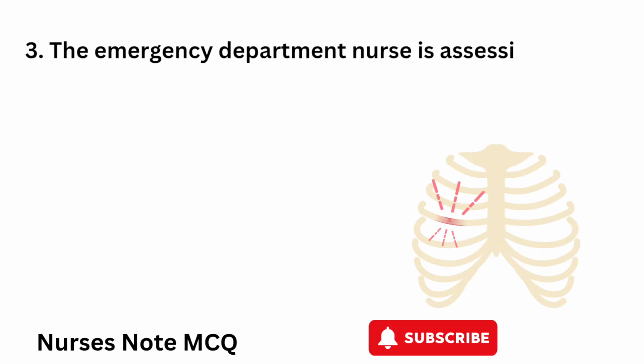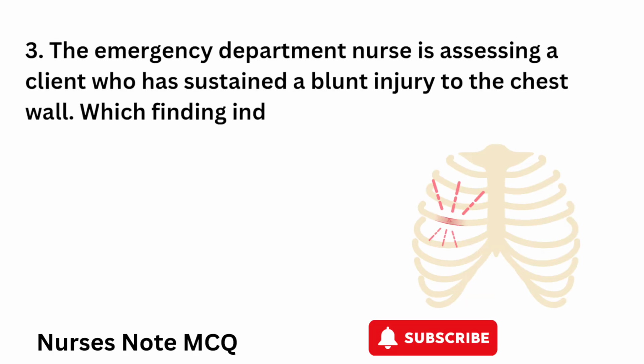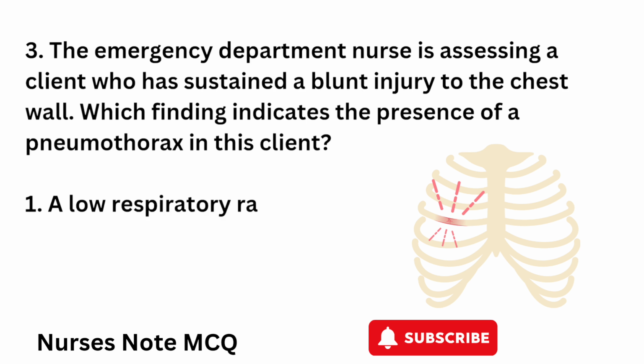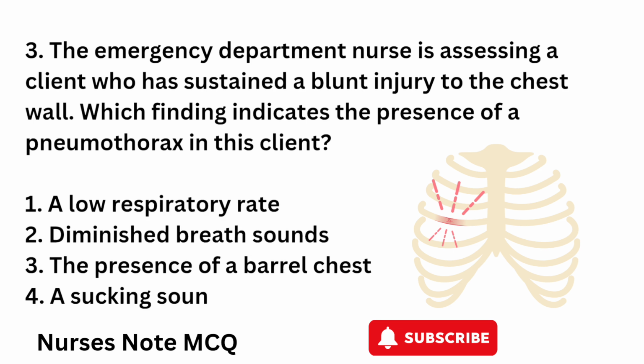The emergency department nurse is assessing a client who has sustained a blunt injury to the chest wall. Which finding indicates the presence of a pneumothorax in this client? 1. A low respiratory rate. 2. Diminished breath sounds. 3. The presence of a barrel chest. 4. A sucking sound at the site of injury.